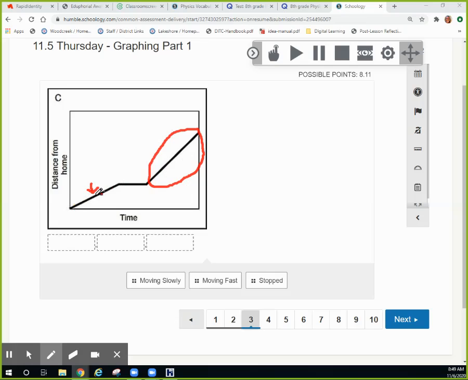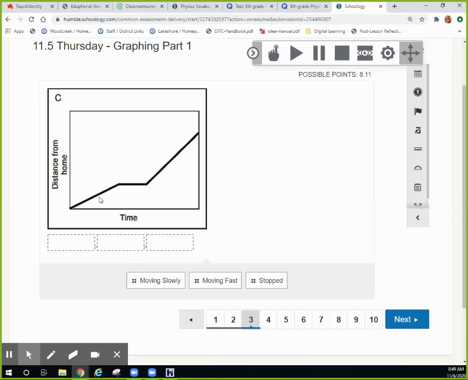Whereas this person, this moment in time, he's not moving very fast. Okay, so he's not moving fast here because the line is not as steep. So the steeper the line, the faster the motion. Very good. All right, so let's move to our vocabulary words.